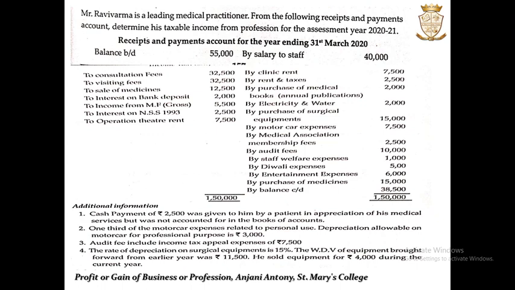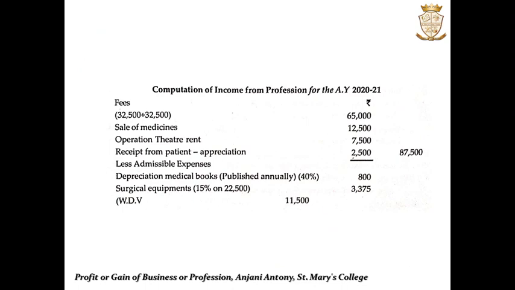1/3 of motor car expenses related to personal use, and depreciation allowable on motor car for professional purposes is 3,000 rupees. And audit fees include income tax appeal expenses of 7,500. The rate of depreciation on surgical equipment is 15%. The written down value of equipment brought forward from the earlier year was 11,500. He sold equipment for 4,000 during the current year. So this is the question, and now we can go to the answer.